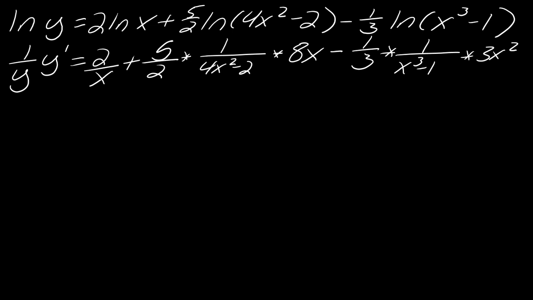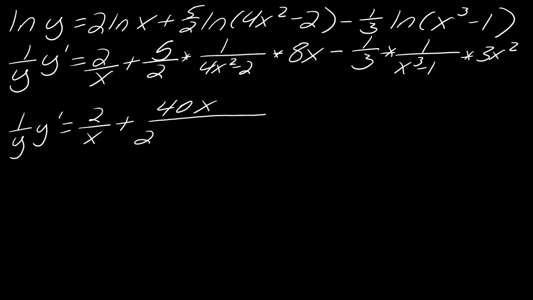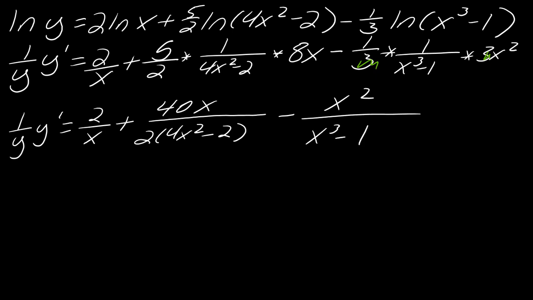Whew. All right, if I clean all of this up, I've got 2 over x plus 40x over 2 times 4x squared minus 2, minus, here it looks like the 3's cancel out, so I'm just left with x squared over x cubed minus 1. Okay, I know that's a bit of work, but I think that was more straightforward than the original problem that we were given, and that's exactly why we want to use logarithmic differentiation. However, we're not done.